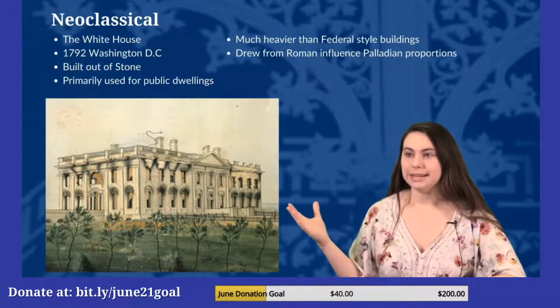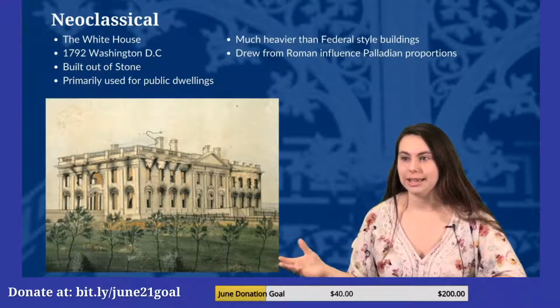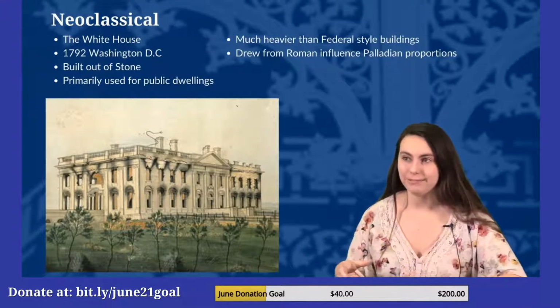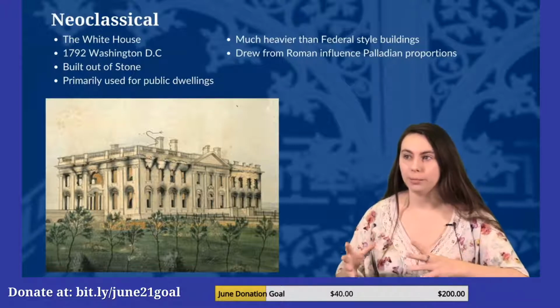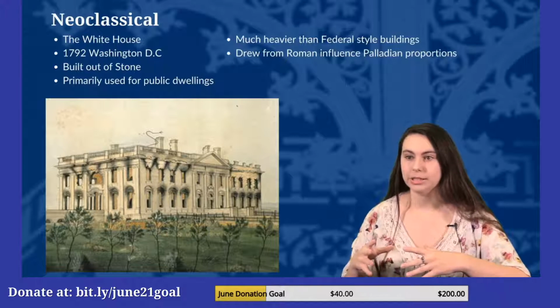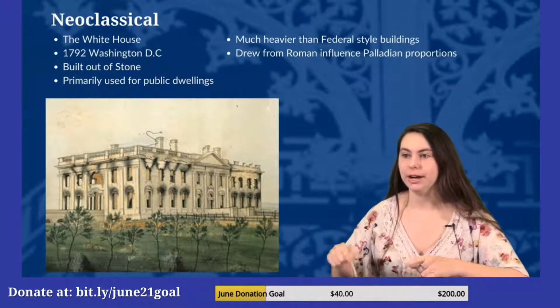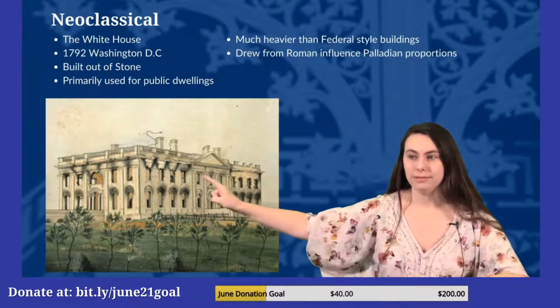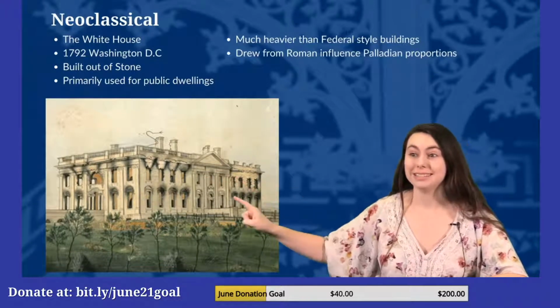The neoclassical design is much heavier than the federal style buildings. It has more influence from Roman antiquity and also Palladian proportions, so it's much bigger, much heavier. Your eye does not go up, it goes to the side. You have really big pediments.